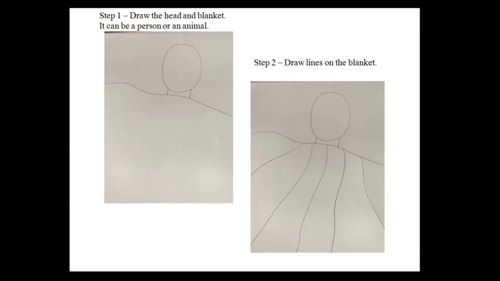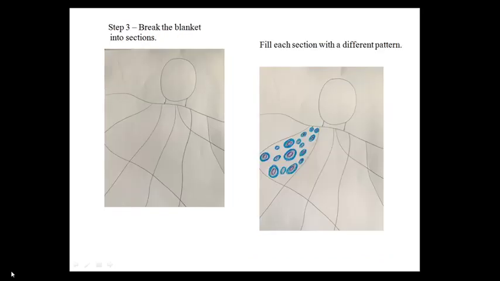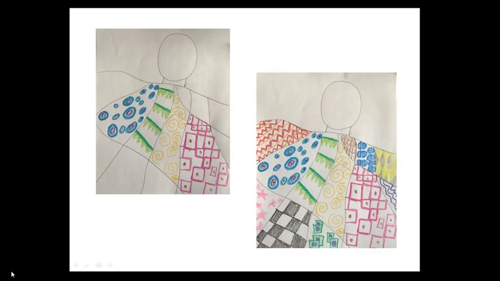Okay, so let's just look at the directions, and then you guys are going to get started. So let's look up at step 1 right here. Step 1, draw the head and blanket. It can be a person or animal. Step 2, you're going to draw lines on the blanket. Step 3, break the blanket into sections. And then you're going to fill in each section with a different pattern, each section.